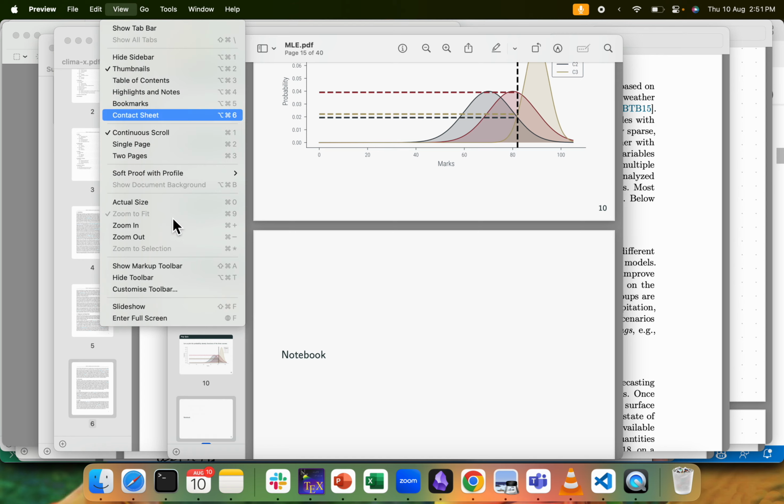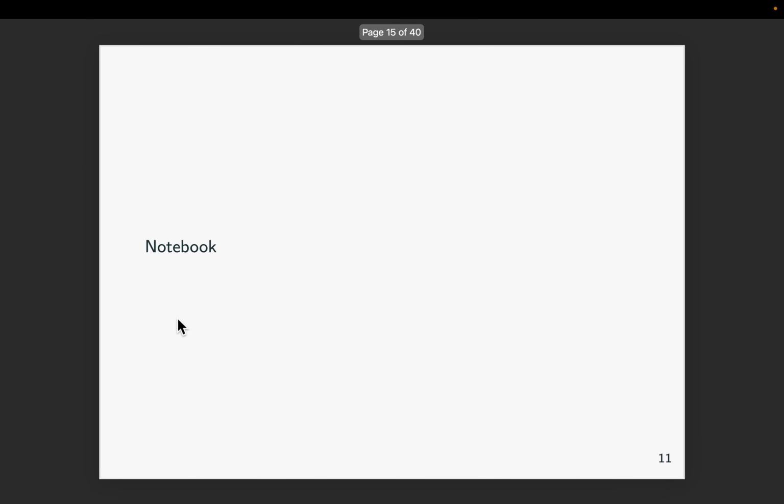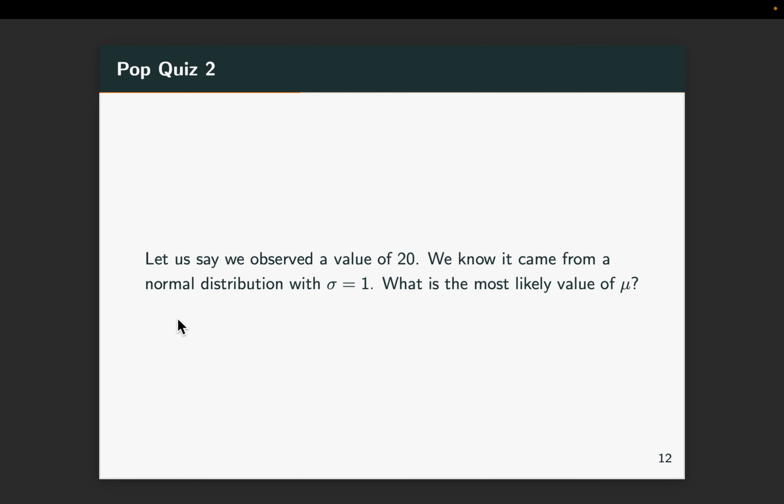Let's go back and look at the next question. Let us now assume that this is independent of the previous problem. This is a different problem. I just tell you that we have observed a value 20. You don't need to know about the units. And I'm telling you that it is coming from a normal distribution, and we know its sigma. Sigma is 1. What do you think is the most likely value of mu, which is consistent with the data that we have?